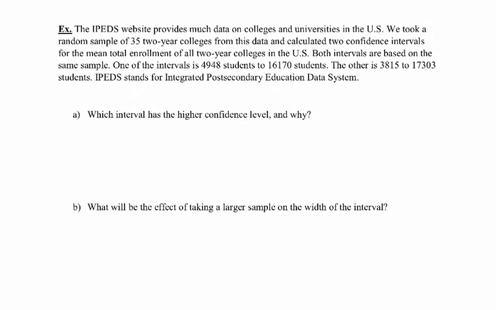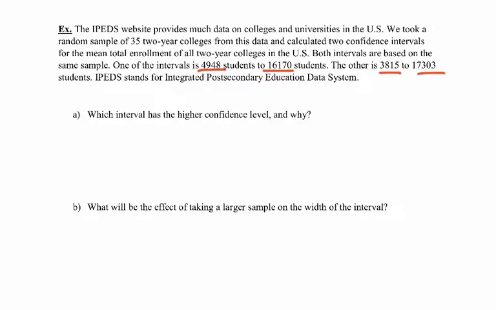All right, let's try this one. The IPEDS website, I'm not sure what that is, but the IPEDS website provides data on colleges and universities in the U.S. We took a random sample of 35 two-year colleges from this data and calculated 2 confidence intervals for the mean total enrollment of all two-year colleges in the U.S. Both intervals are based on the same sample. One of the intervals goes from 4948 to 16,170. The other goes from 3815 to 17303. IPEDS, there it is, Integrated Post-Secondary Education Data System. Which interval has the higher confidence level and why?